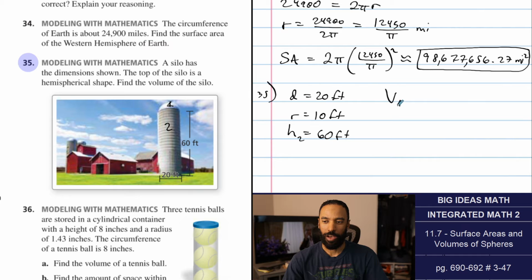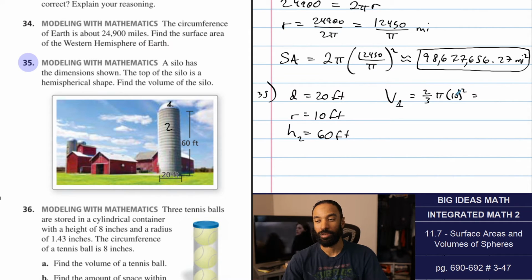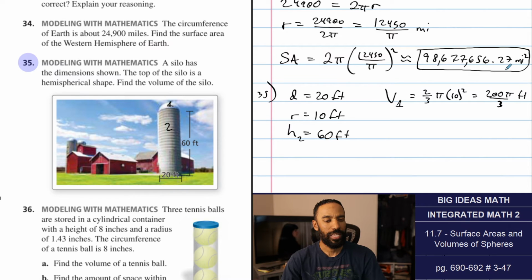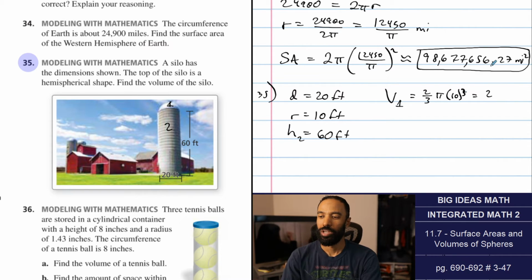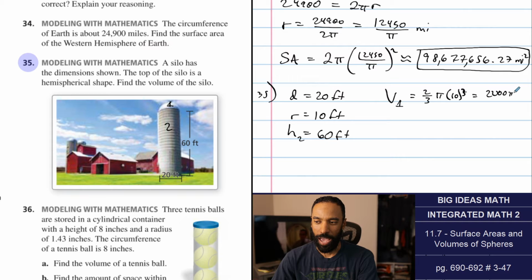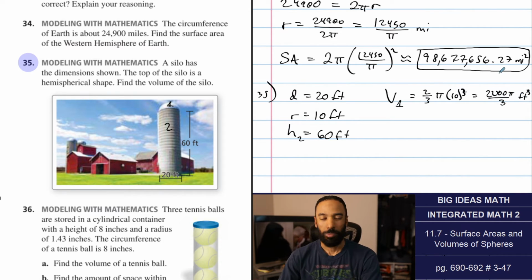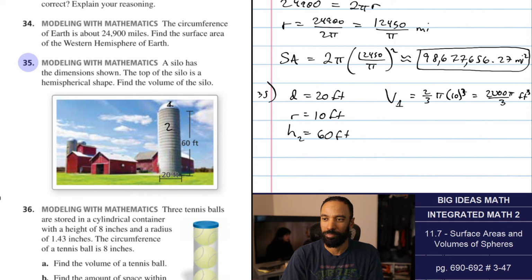As far as the volume of object 1, we'll do 2/3. It's a hemisphere. 2/3 pi times 10 squared. 100 times 2 is 200. So you get 200 pi over 3. That's in square feet. Oh, we need volume. Pi r cubed. I confused two things for a second. So 2,000 pi over 3 cubic feet. There we go. Don't mess this up, Mr. Robinson. Do not mess this up.